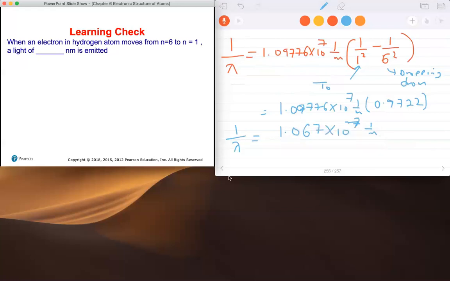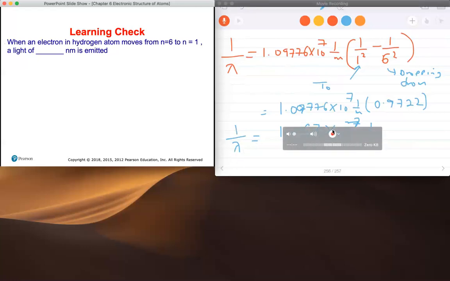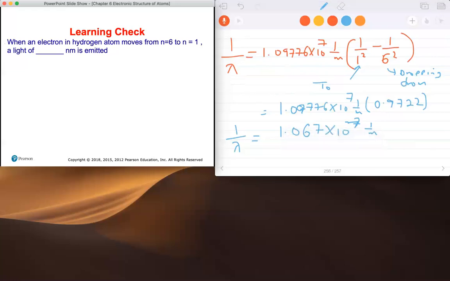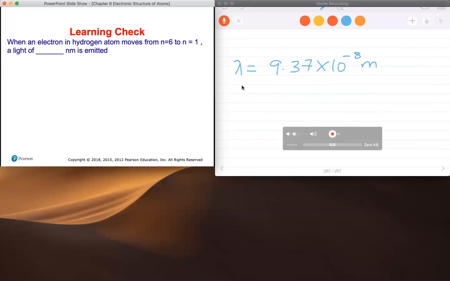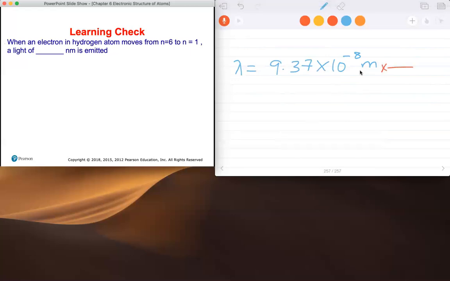So 1 over, I have to find the reciprocal of this to end up with the wavelength. And the unit is in meters, but the question is in nanometers. Somebody might assume, if they don't reconcile the units, that maybe the instructor forgot, and then you just pick this as 9.37 times 10 raised to negative 8 nanometers. That's wrong. You need to use the conversion factor.